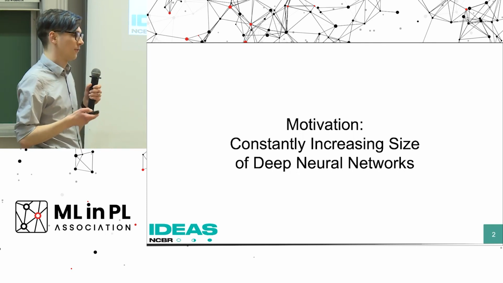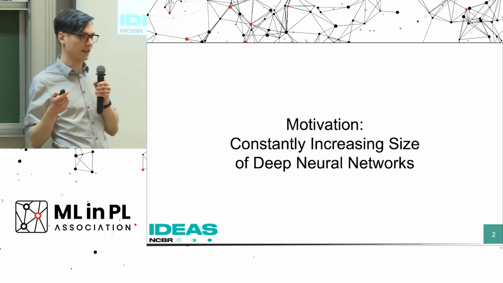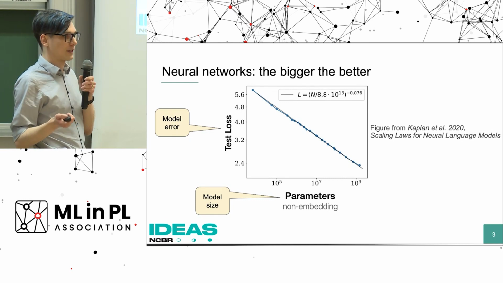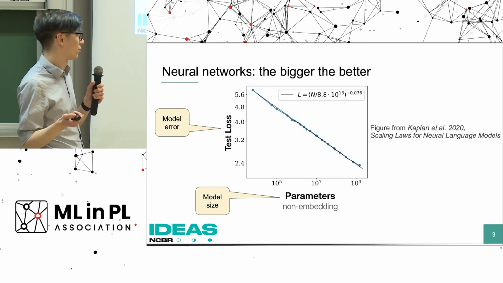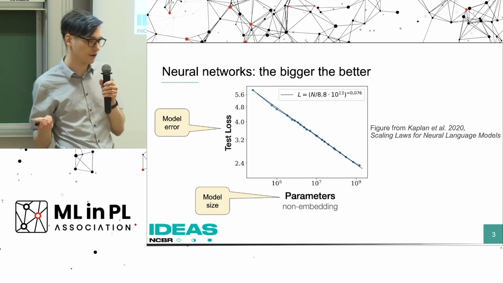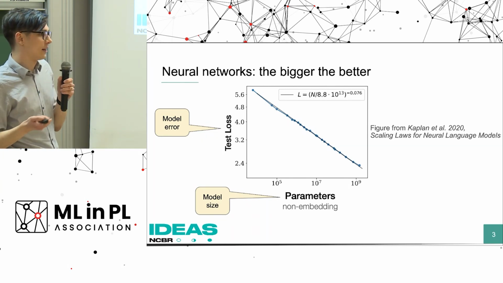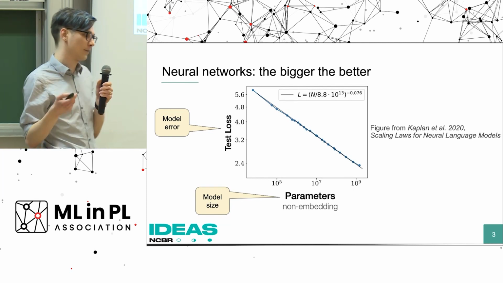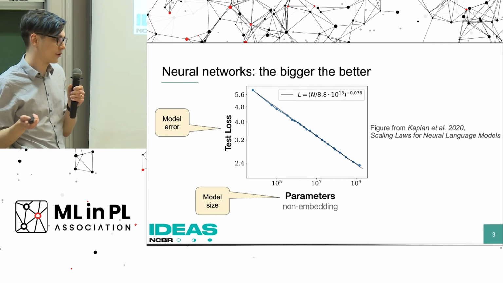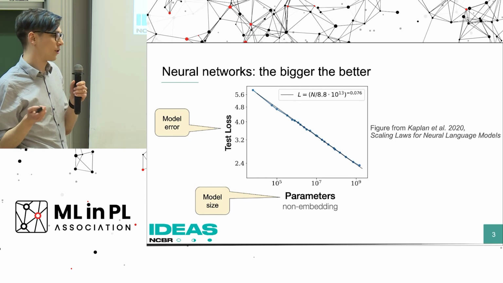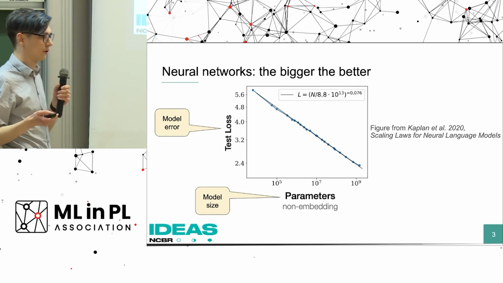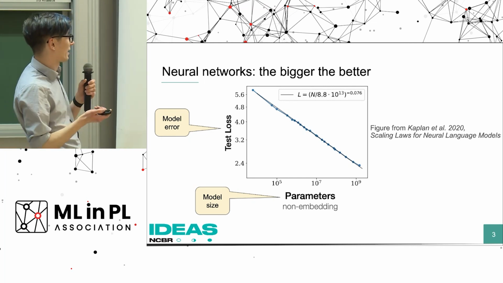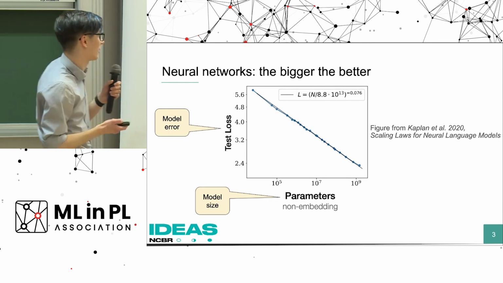It is a well-known fact that deep neural networks are increasing in size in recent years, and there are very good reasons for that. For example, we have a famous paper, Scaling Laws for Neural Language Models from OpenAI, that shows predictably improving test loss on various tasks, predictably improving model error when you grow the model size. And this relationship actually holds over many orders of magnitude, so we can kind of expect it to continue, right?